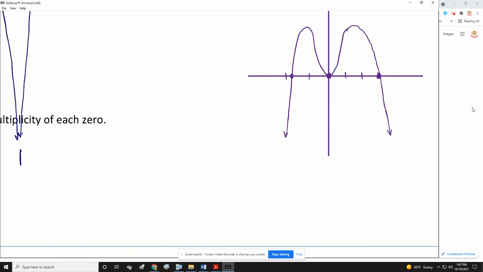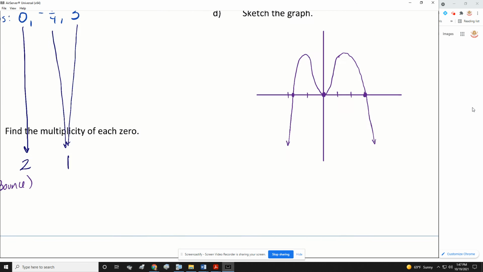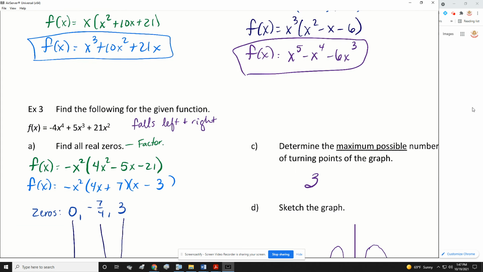Okay, so now your assignment is just going to be the worksheet.